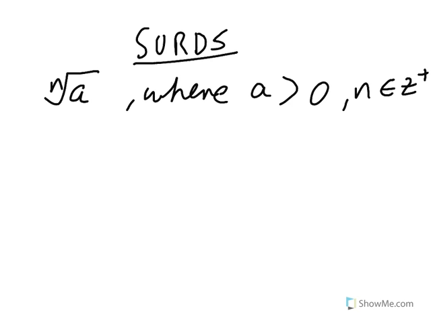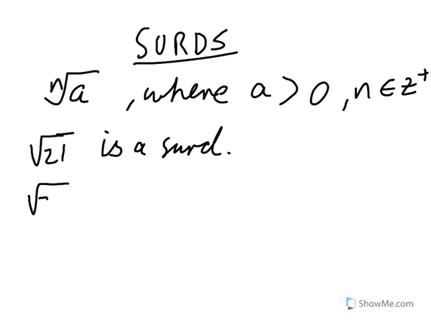Now in this bit we're not going to look at anything really other than where a is a rational number. So, an example: square root 21 is a surd, because that's the only way we can really describe it. 3 sevens is 21, so we can't simplify that any further. But square root 36, for example, is not a surd.